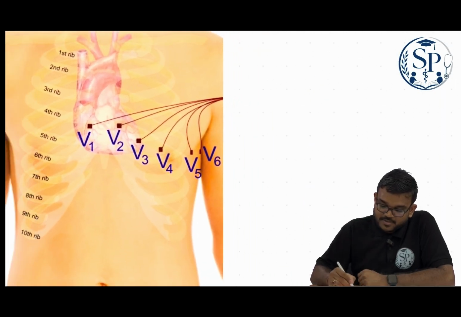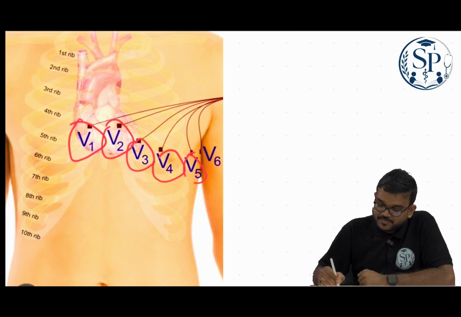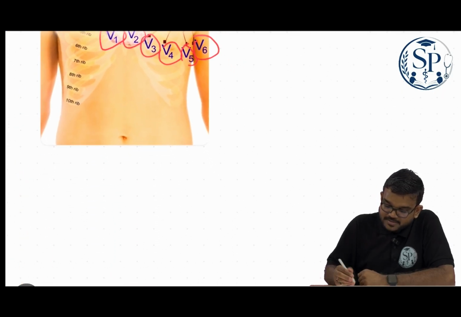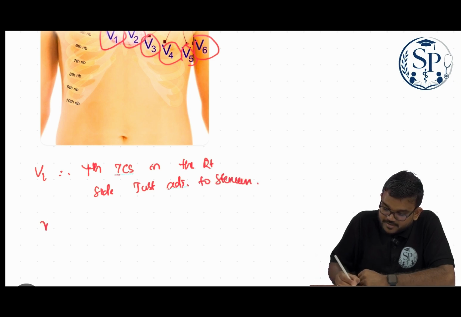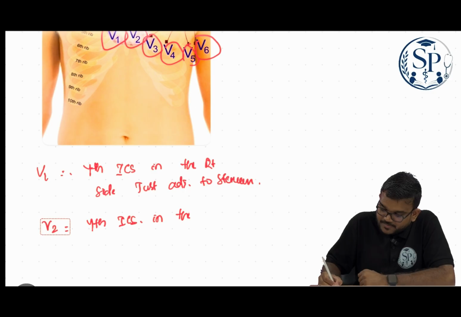See the V1, V2, V3, V4, V5 and V6. So how have these been placed? The V1 is placed over the 4th intercostal space on the right side, just adjacent to the sternum. Okay, the V2 is placed in the same 4th intercostal space on the left side, just adjacent to the sternum.